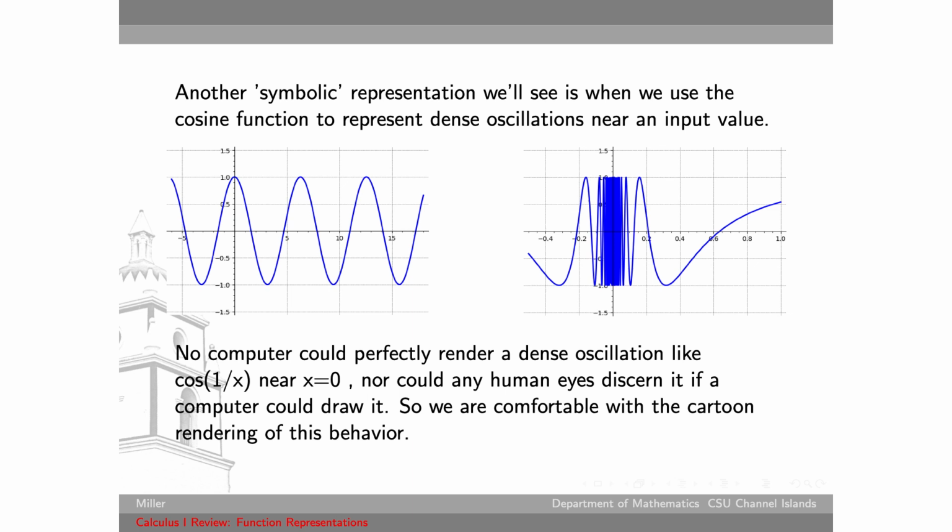No computer could perfectly render a dense oscillation like cosine 1 over x near x equals 0, nor could any human eyes discern it if a computer could draw it. So we're comfortable with the cartoon rendering of this behavior pictured here. And you just need to recognize when this is happening.